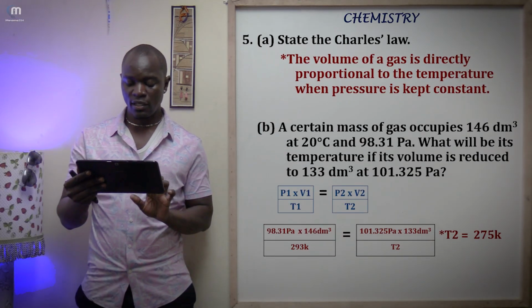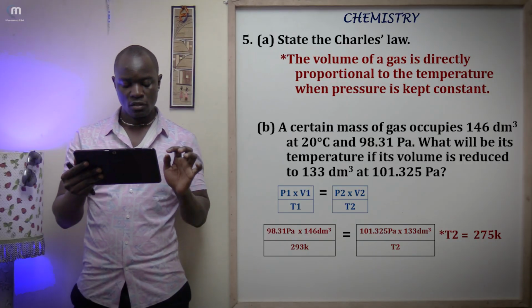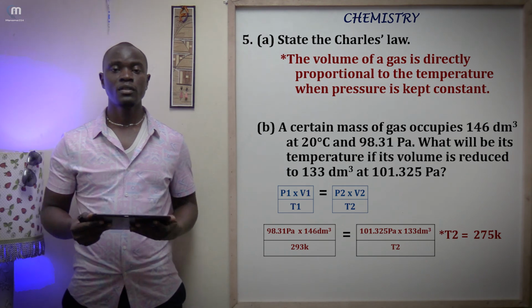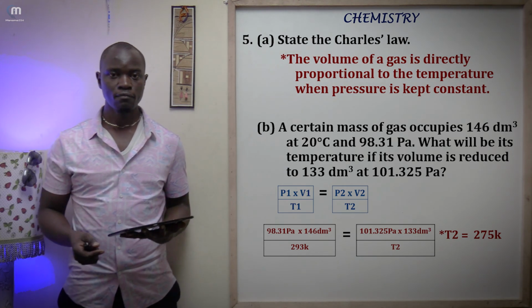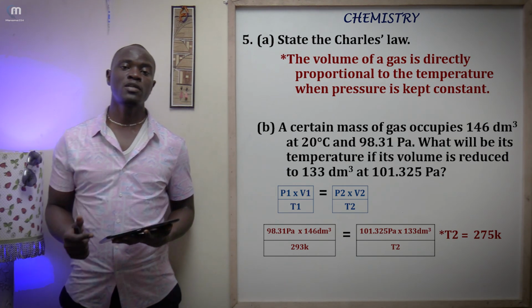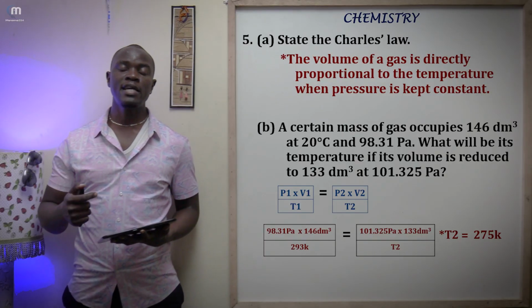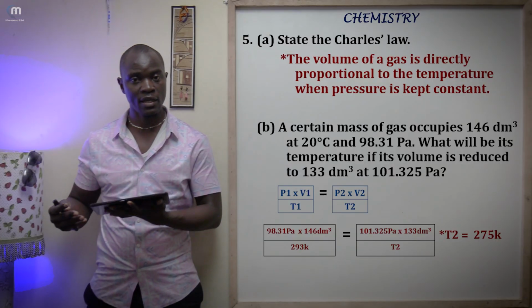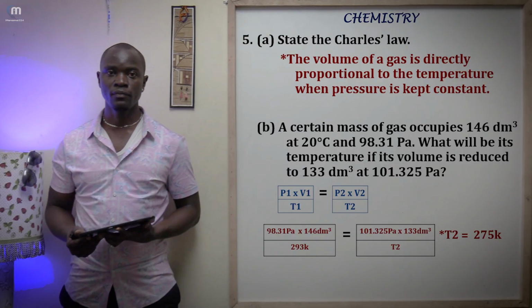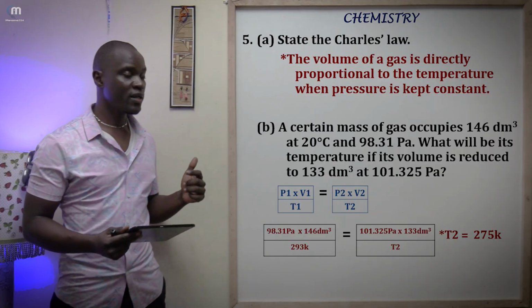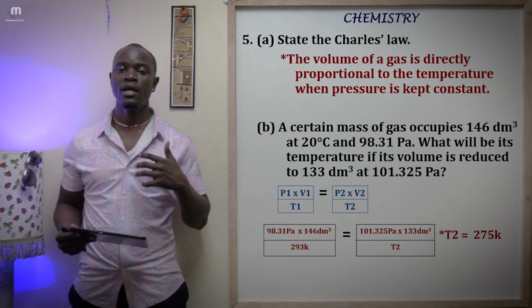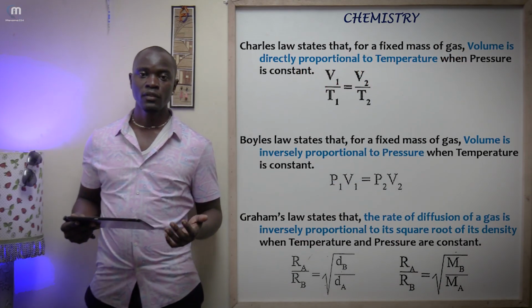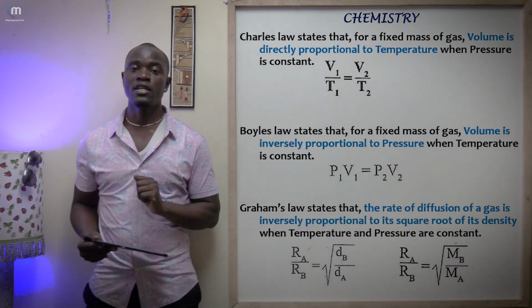So the next question is asking, state Charles' law. So what does Charles' law state? Simply, Charles' law states that for a fixed mass of gas, the volume is directly proportional to the absolute temperature when the pressure is kept constant. That is Charles' law. Again, it states that the volume of a fixed mass of gas is directly proportional to the absolute temperature when pressure is kept constant. Also, we discussed these gas laws in the previous lesson. You can go and check them.